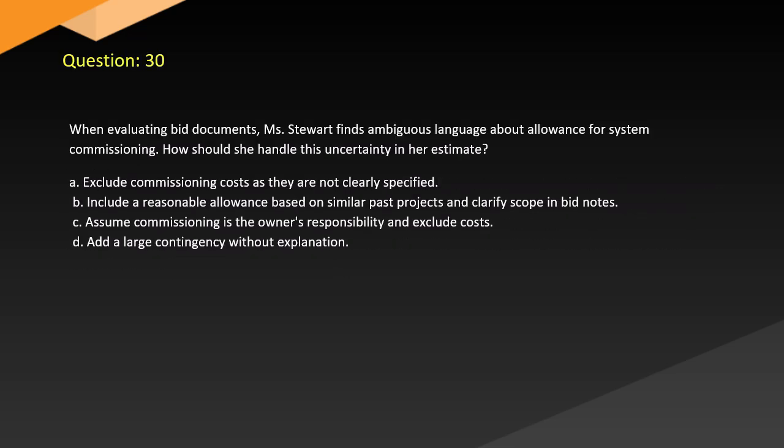Question 30. When evaluating bid documents, Stewart finds ambiguous language about allowance for system commissioning. How should she handle this uncertainty in her estimate? A. Exclude commissioning costs as they are not clearly specified. B. Include a reasonable allowance based on similar past projects and clarify scope in bid notes. C. Assume commissioning is the owner's responsibility and exclude costs. D. Add a large contingency without explanation.